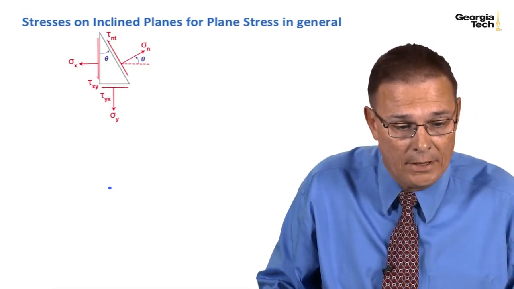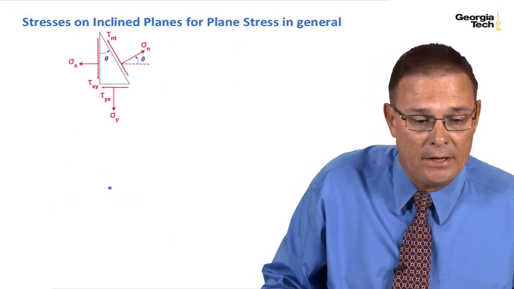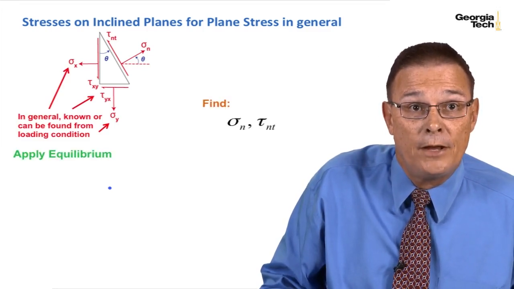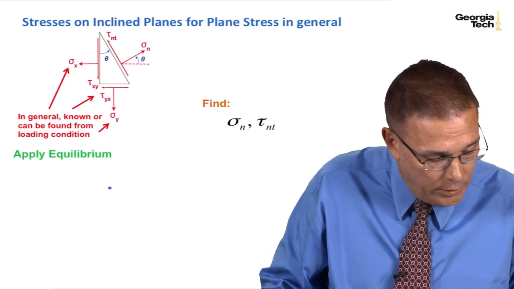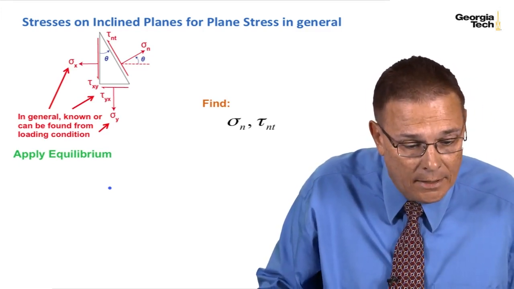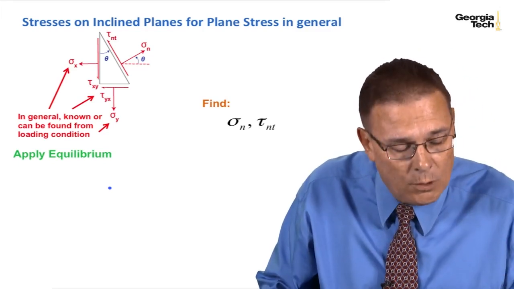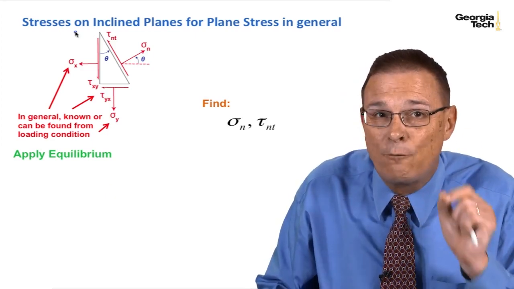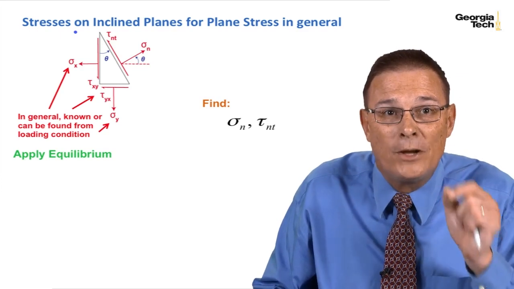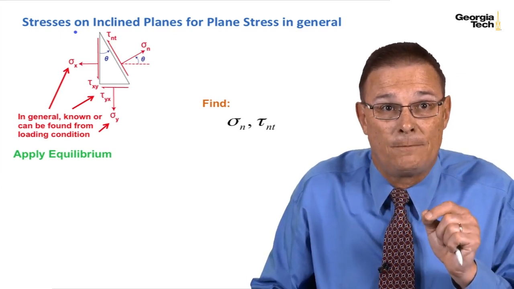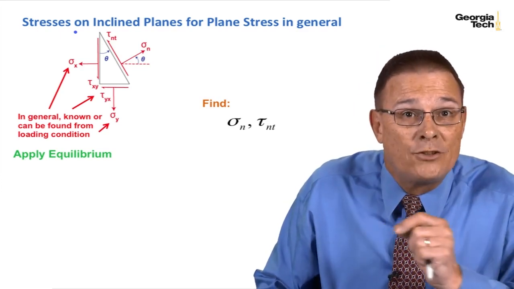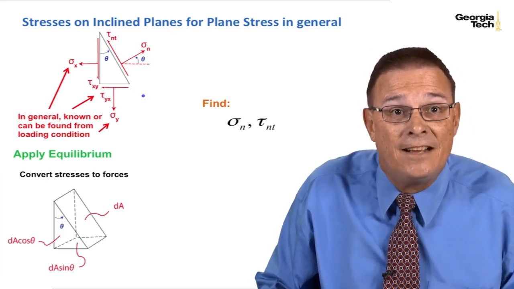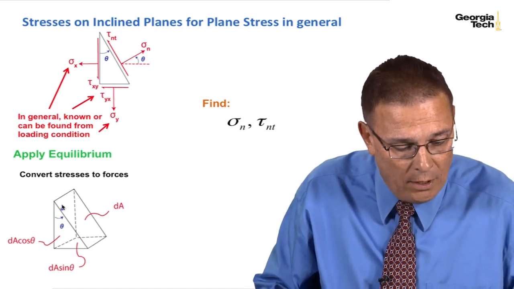So here again is my inclined plane stress block. This is known. We want to find this. And so we're going to go ahead and apply equilibrium. But to apply equilibrium, these are stresses, which are forces per unit area and not forces. And so how would I change these into forces? And what you should have answered is we need to multiply these stresses by the area that they're acting on. And so I've shown the areas here.